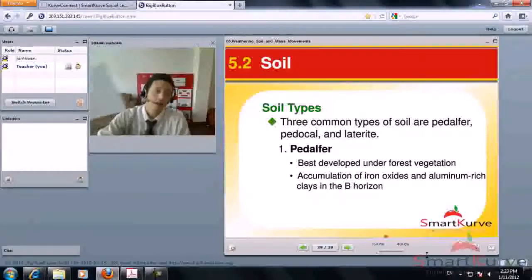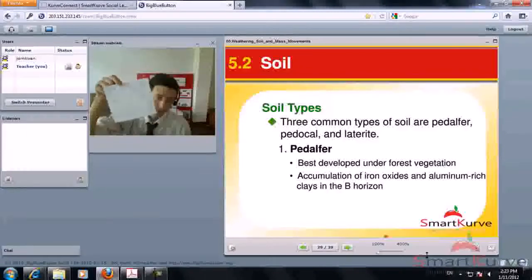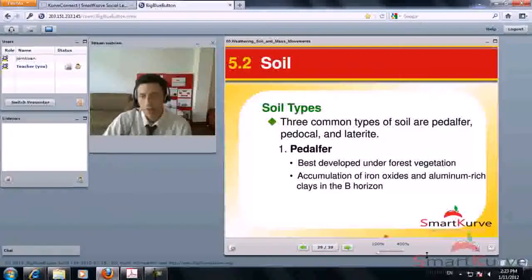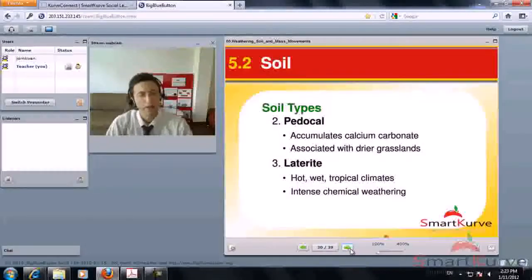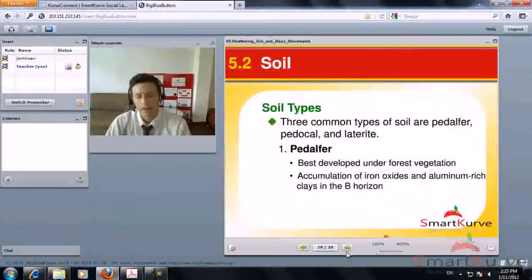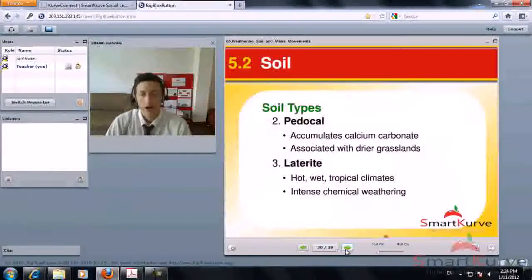Remember what we learned, for example, feldspar. Again, remember feldspar has aluminum, as do many other minerals. So those minerals like feldspar are going to help create clay. Remember, that's the very small particles. Clay with a lot of aluminum. And we're going to find that in the B horizon. But the thing to remember about pedalfer soils is we find them under forests.